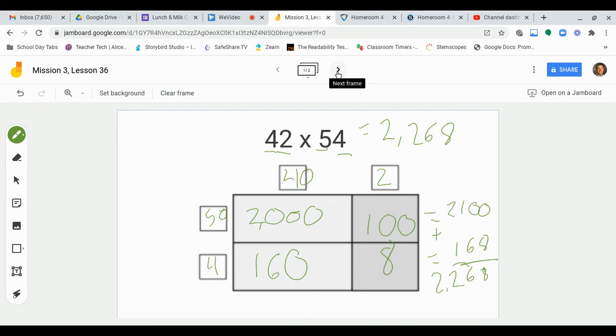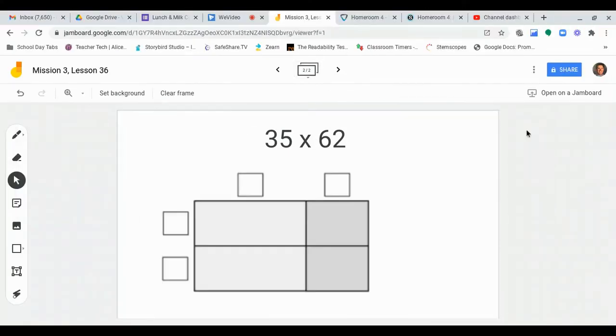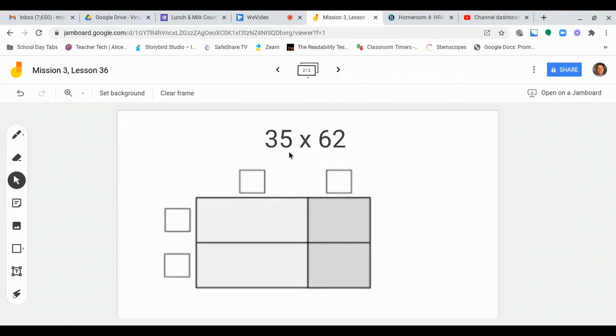Okay, so let's look at one more here. I'll just move through it a little quicker, but just to kind of cement it in our heads. All right. This one is 35 times 62. So we'll get another 2 by 2 digit. And I'm going to break down 35 into... I need to get my pen back. Let's go red this time. So we're going to break 35 down into 30 and 5. Okay. And then we're going to take 62 down and break it down into 60 and 2, just like that.